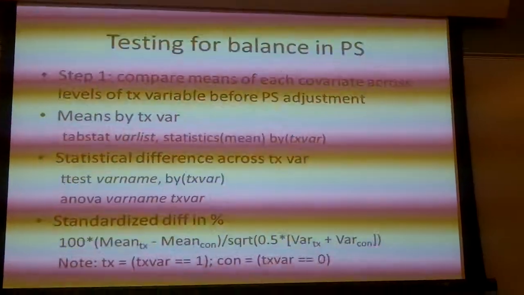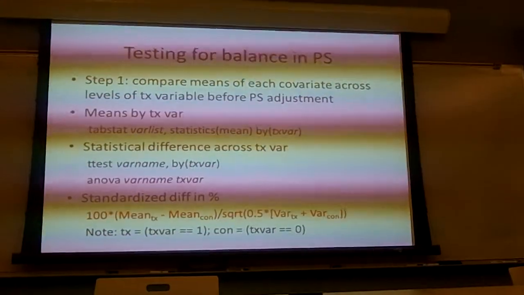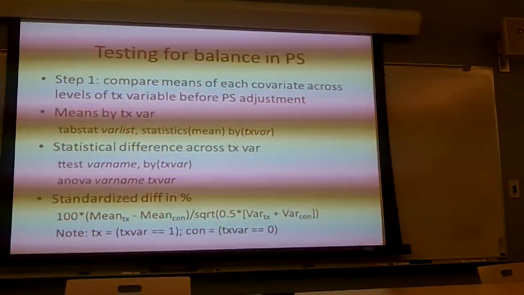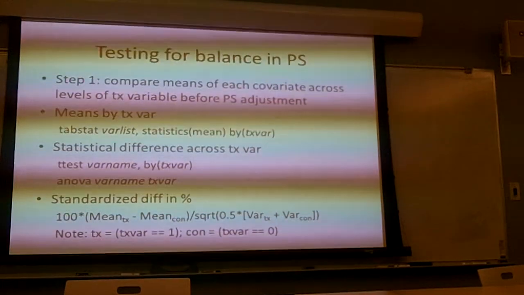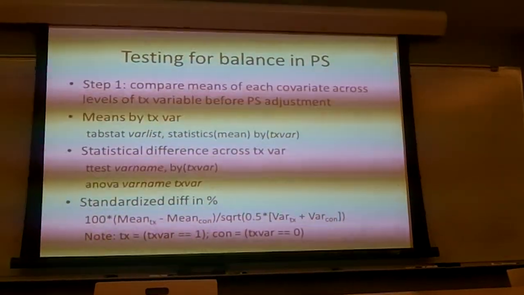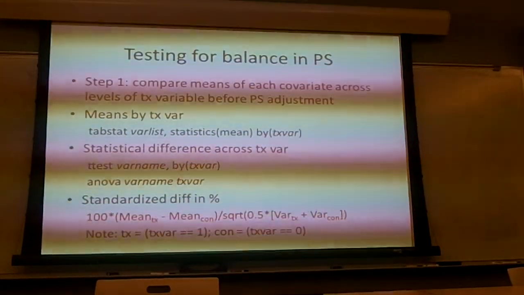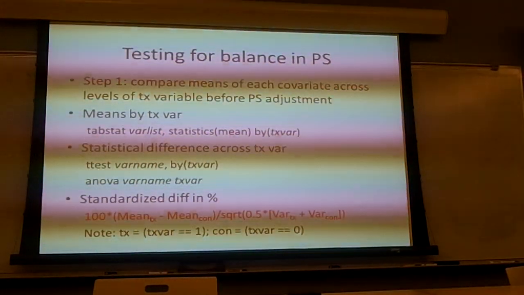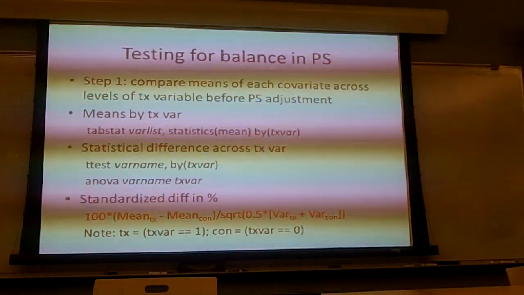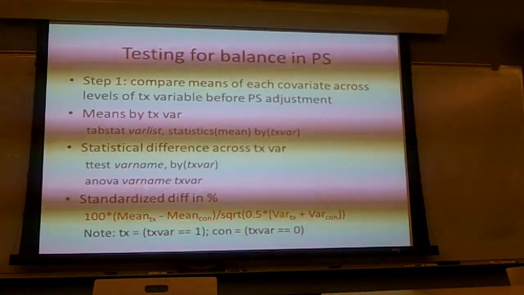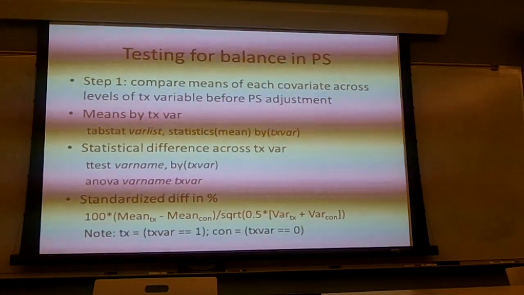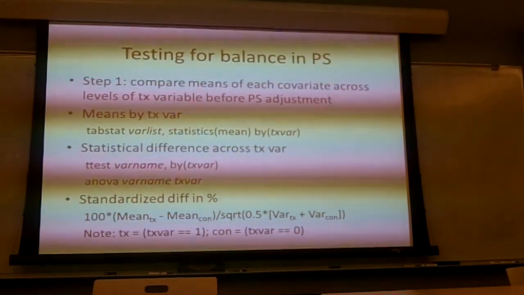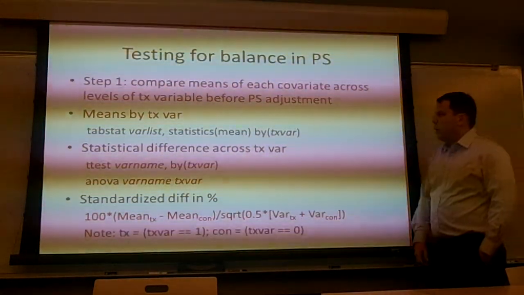So there are 2 steps in testing for balance in the propensity score analysis. The first step, prior to the adjustment, is the diagnosis step, to try to figure out how bad the imbalance is in your covariates. The idea here is you're just comparing the means of each covariate across the levels of the treatment variable prior to the propensity score adjustment. Usually the treatment variable has 2 values, 0 and 1, and so you want to generate the means by the treatment level. Here's one way to do it, or a variety of ways.